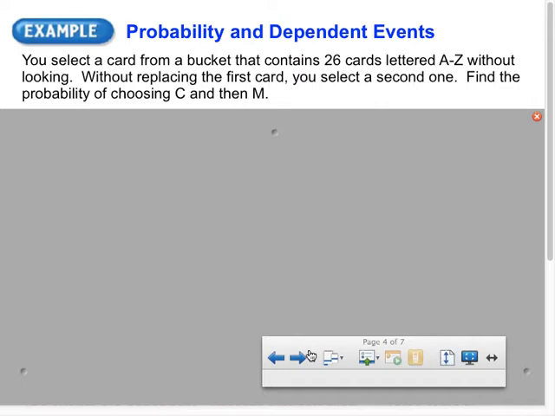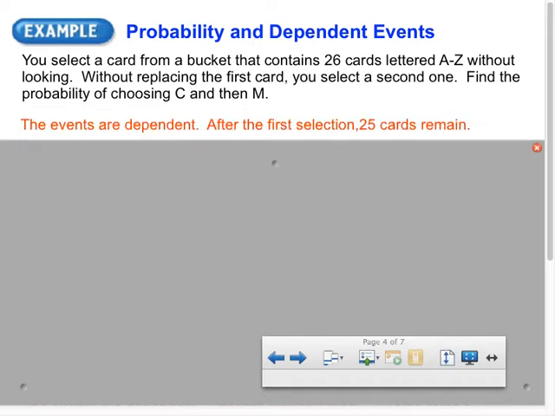Now, that's the probability of the first event, but now we need to calculate the probability of the dependent event where we select an M without replacing our first card back. What's the probability of the second dependent event? Picking an M. Khadijah in the back? Very good, 1/25. Why did you say 1/25? So you can explain to the other students that may or may not have known. Right. So you don't replace the card. That means it changes the number of possible outcomes. So now there's only 25 cards left.